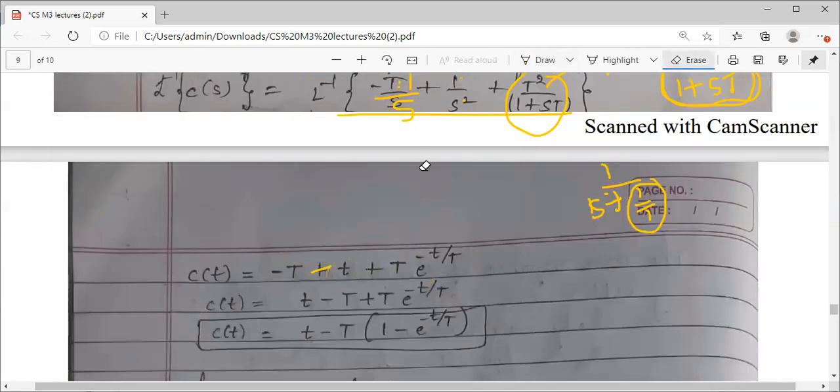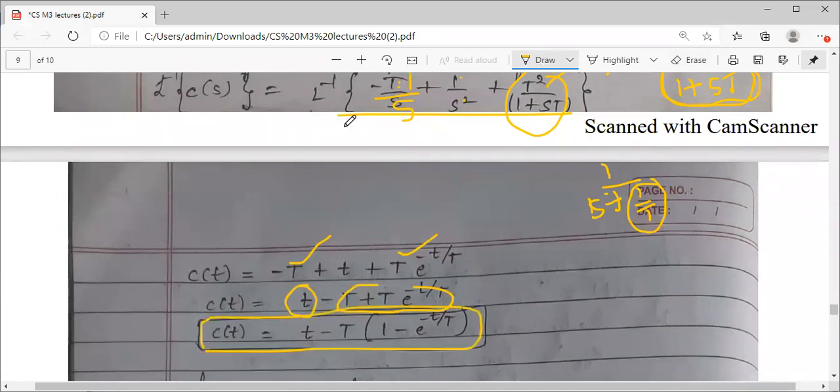I have just rearranged this. All the capital T terms I have taken to one side and the small t I have taken here. So this is the simplified value of the time response when your input applied is a ramp signal.